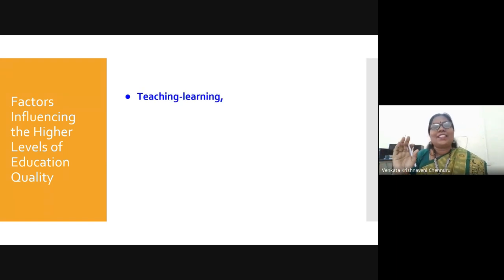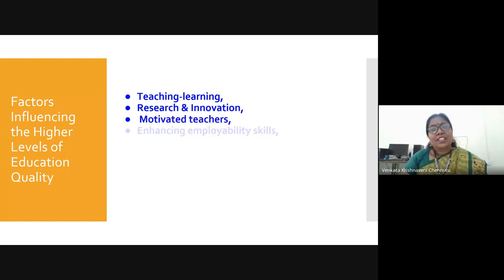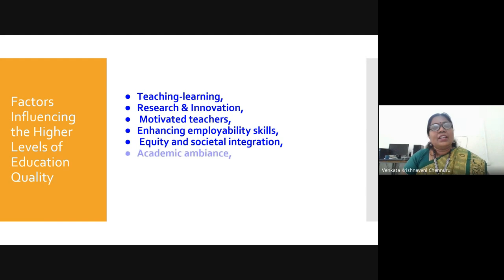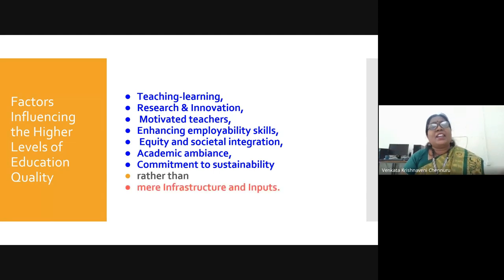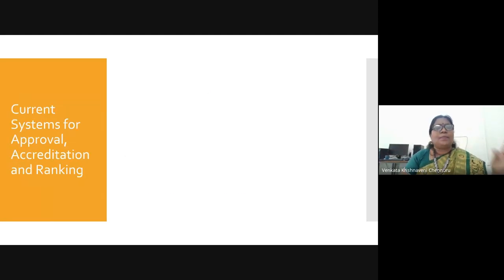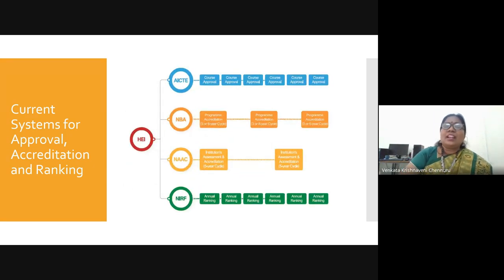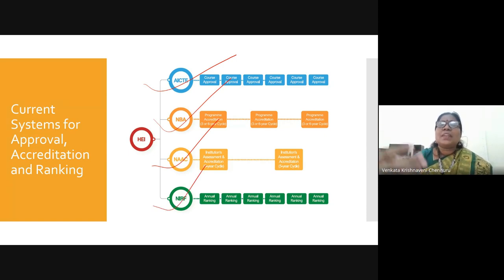The introduction. See here, factors influencing the higher levels of education quality. Every one of us will agree that the basic thing is teaching and learning. Then research and innovation, motivated teachers, enhancing employability skills, equity and societal integration, academic ambience, commitment to sustainability, rather than merely focusing on infrastructure and inputs. Current systems for approval, accreditation and ranking are, as we saw in the previous session also, AICTE, NBA, NAAC, NIRF. All these are the systems behind the assessing, approval and then ranking of higher education institutions.